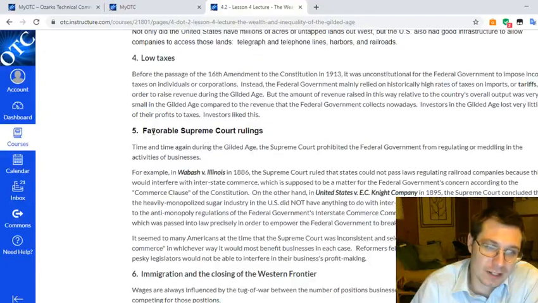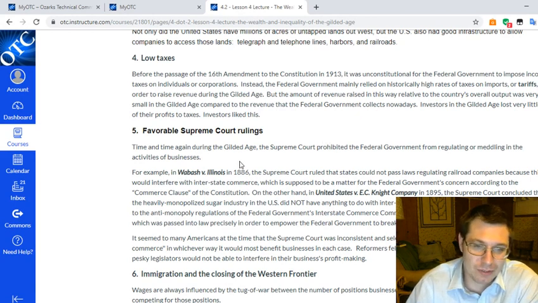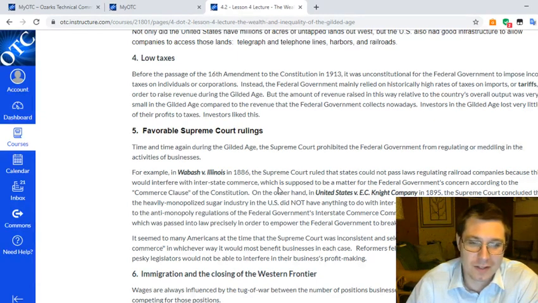And then the fifth reason for economic growth, and why business thrived so well in the Gilded Age, had to do with favorable Supreme Court rulings that favored business. Time and time again during the Gilded Age, the Supreme Court prohibited the federal government from regulating or meddling in the activities of businesses. For example, in Wabash versus Illinois in 1886, the Supreme Court ruled that states could not pass laws regulating railroad companies because this would interfere with interstate commerce, which is supposed to be a matter for the federal government's concern, according to the Commerce Clause of the Constitution.